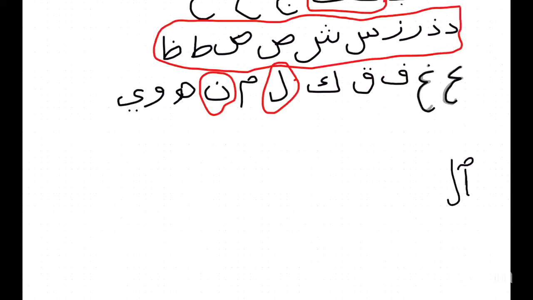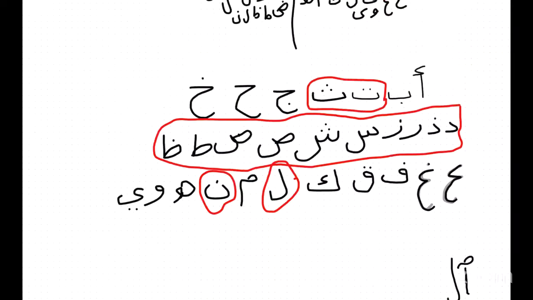Okay, so to make it easy for us, I made this arrangement of the letters of the alphabet in 3 rows. In the first row, we have from Alif Hamza to Kha. In the second row, we have it from Dal to Dha. And in the third row, we have it from Ain to Ya. So in the first row, Ta and Tha are the only sun letters, meaning Hamza, Ba, Jim, Ha, Kha are all moon letters.